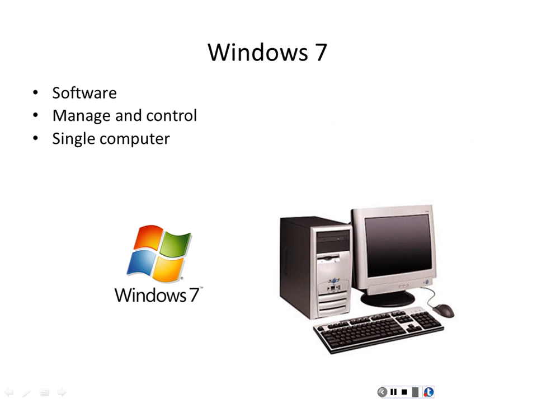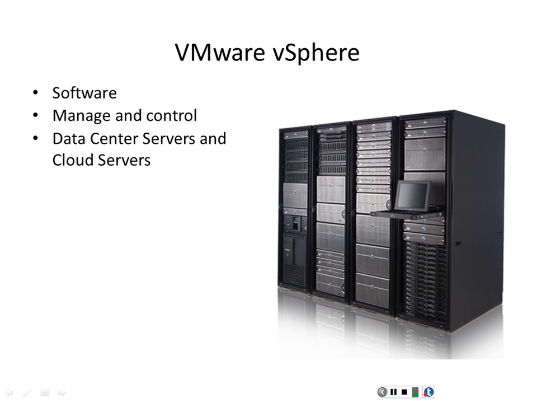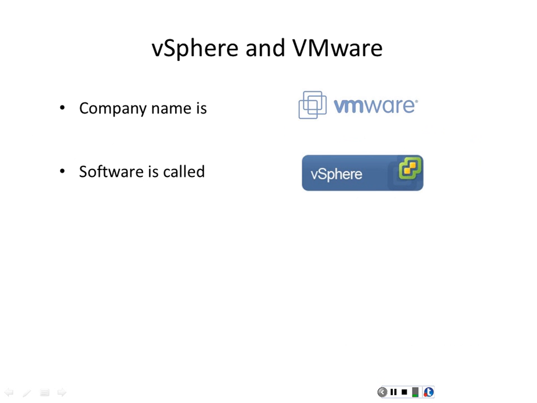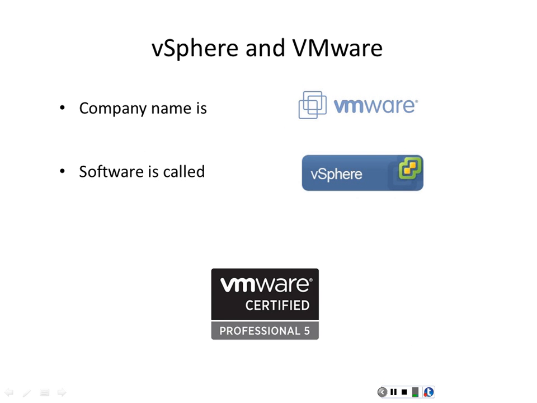Windows 7 is not a computer. Windows 7 is an operating system that allows you to manage and control a single computer. Similarly, VMware vSphere is an operating system. It's a piece of software that allows you to manage and control data center servers and cloud servers. The name of the company is VMware, and the software is called vSphere. And many of you are here for the VMware Certified Professional Certification.